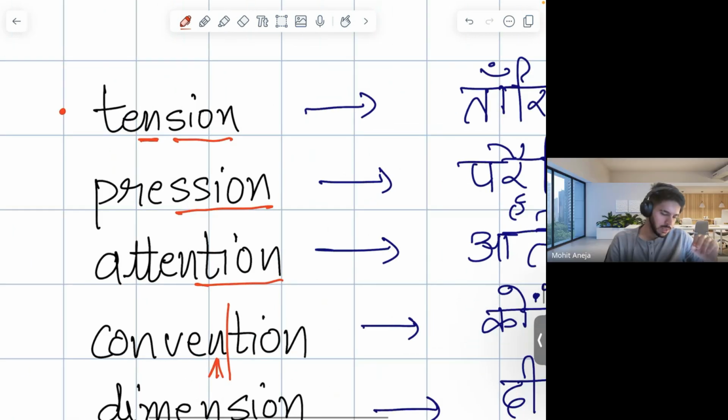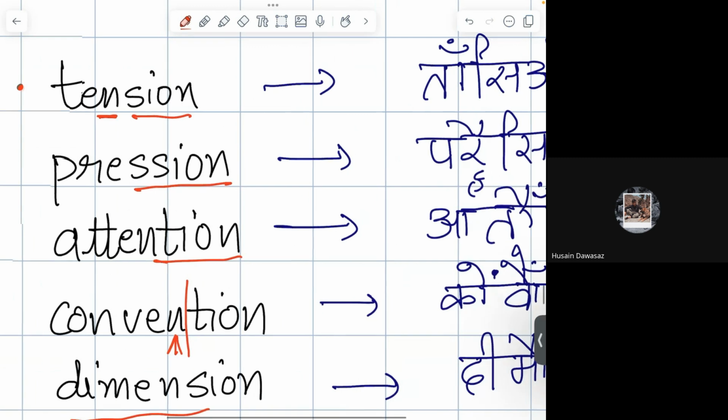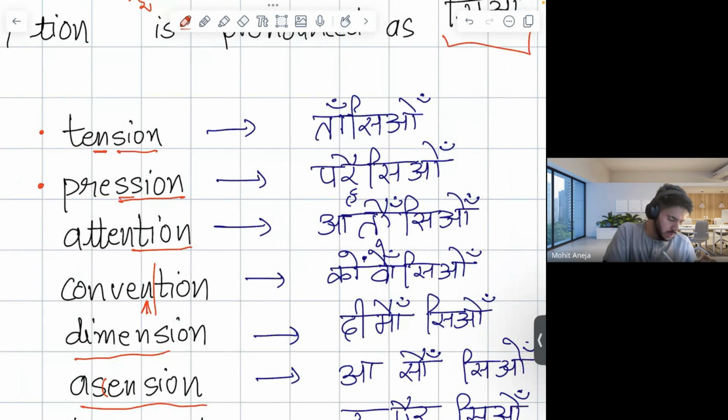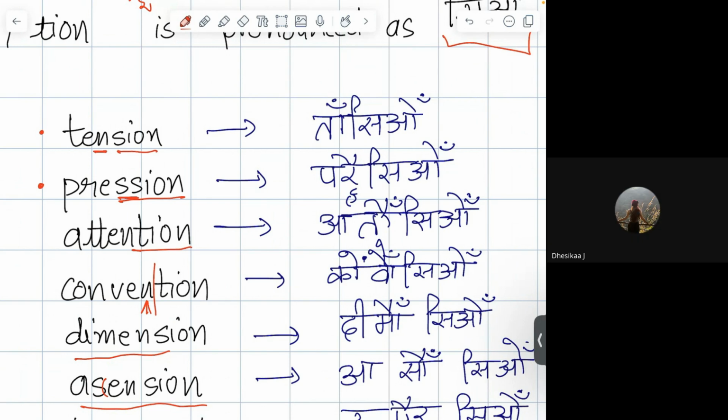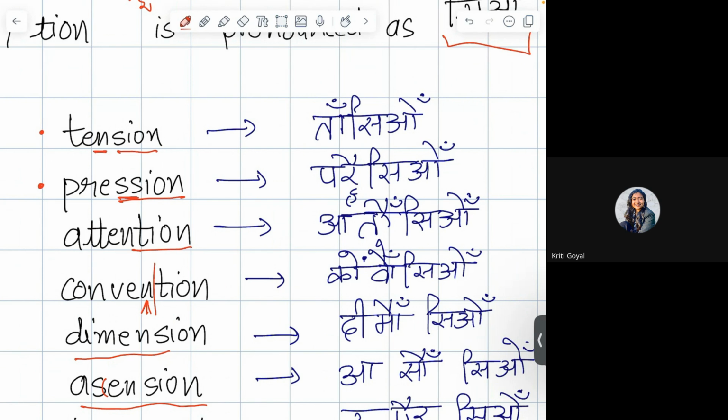That's exactly the sound that we have to make. Just a moment. It is not pression. Yes, pression. So we have to follow the double S vowel rule as well. So yes, this is pression. Very nice. Desika, please read the first two again for me. Tension. Pression. Very nice. Kriti, please read the next two for me. Tension. Pression.